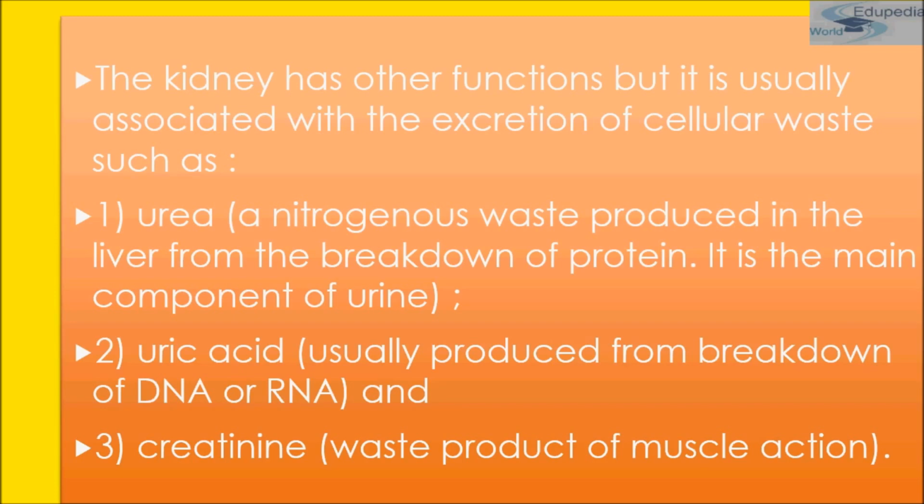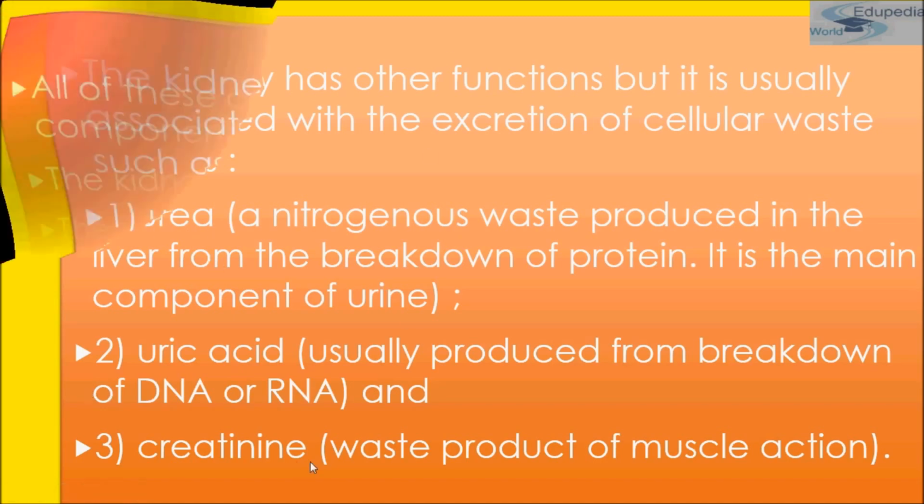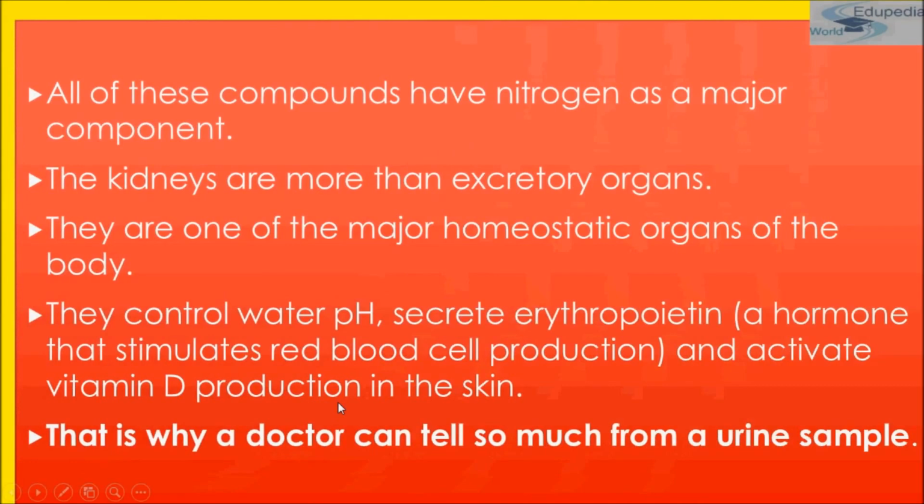And then creatinine. Creatinine is a waste product of muscle action. So these are the three things that the kidney is associated with in the excretion of cellular waste: urea, uric acid, and creatinine. All of these compounds have nitrogen as a major component. Urea has nitrogen in it, creatinine has nitrogen in it, and uric acid has nitrogen in it.